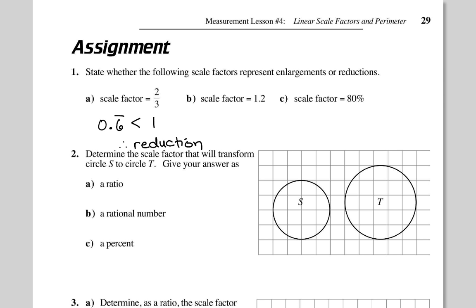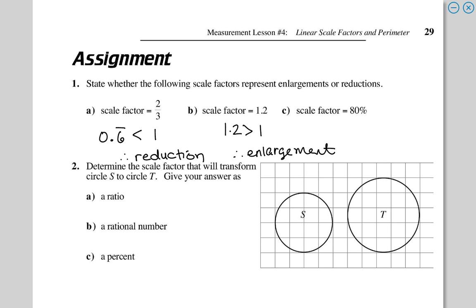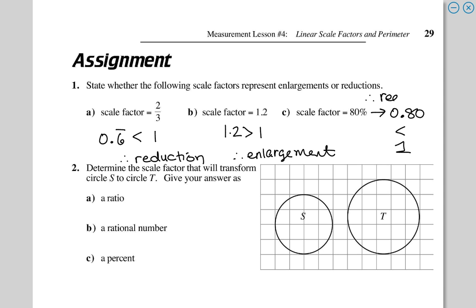The next one, because 1.2 is greater than 1, therefore enlargement. And now the last one. Because it's 80% of the original, if you were 80% of something else, you wouldn't be completely the same, you'd be smaller. Not 100%, but 80%. Quickly to decimal, this would be 0.80, which is less than 1. Therefore, reduction. Not bad, hey?